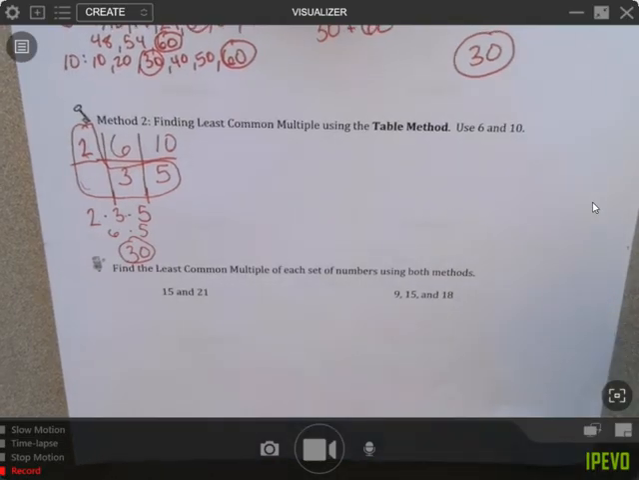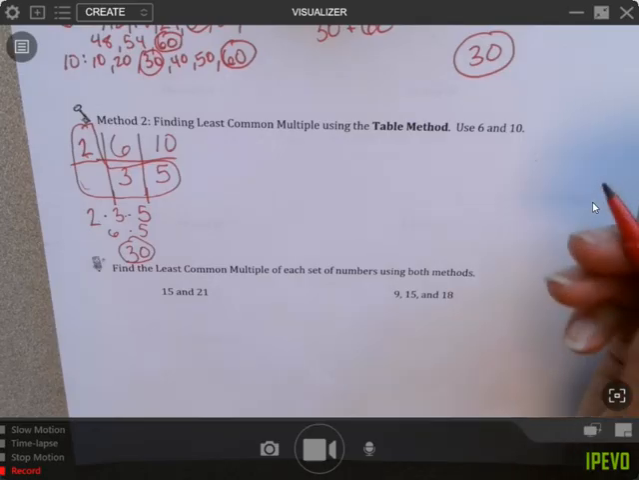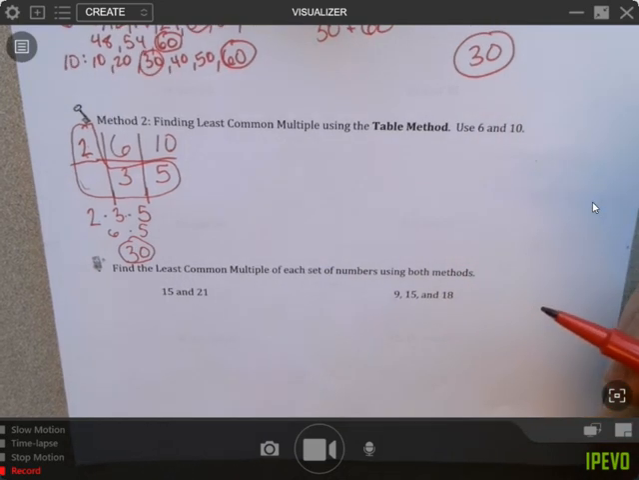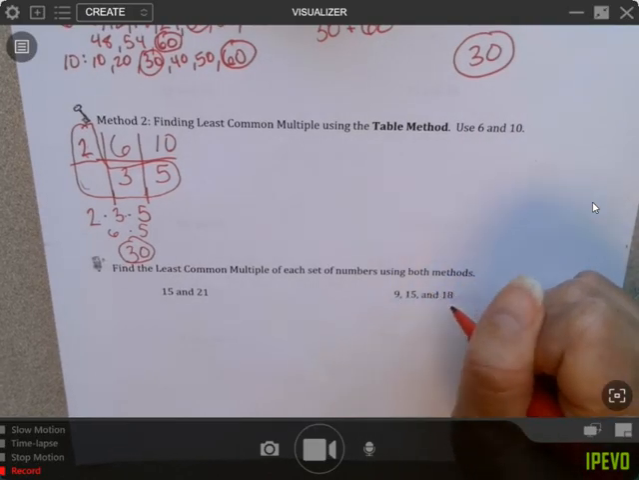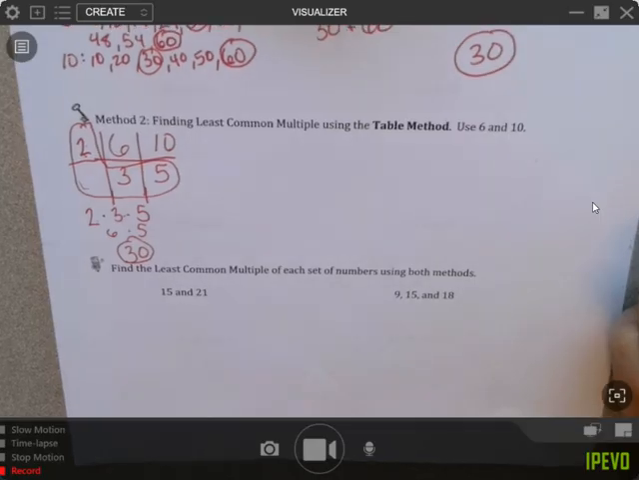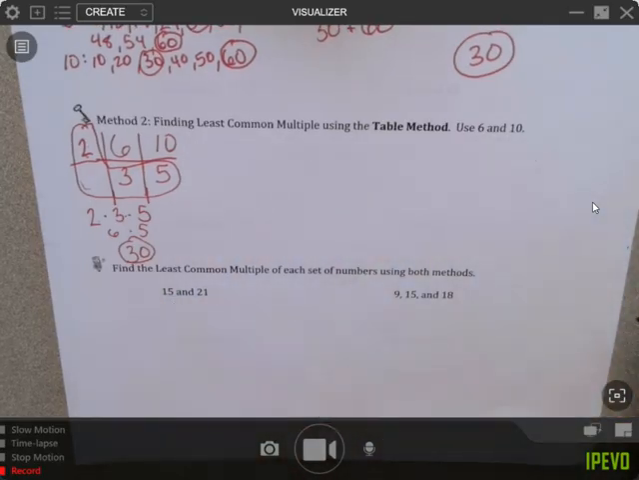How are we feeling about using that method? Let's try doing one using 3 numbers and see how it works when we're doing the 3 numbers. So let's do, you know what? We're just going to do this one down here at 9, 15, and 18. Let's do 15 and 21 together, and then we're just going to do this one together. So we'll do 2, and then we'll do 3, so we understand.